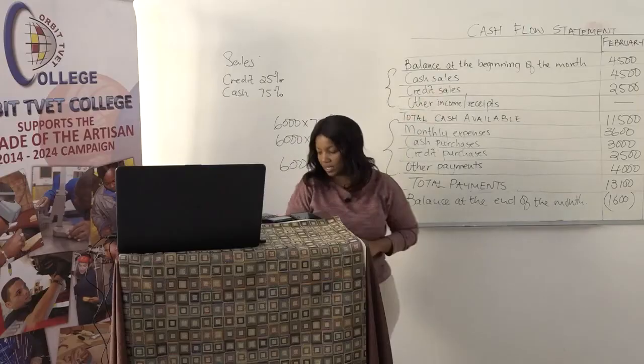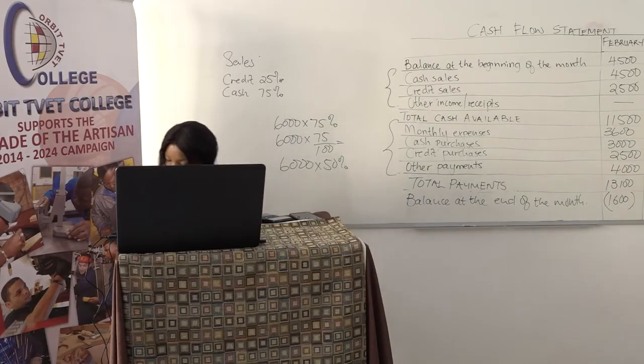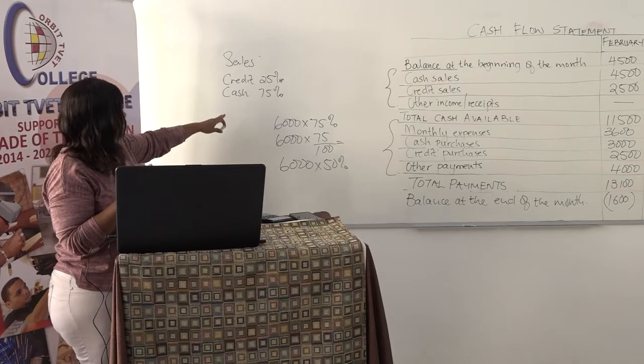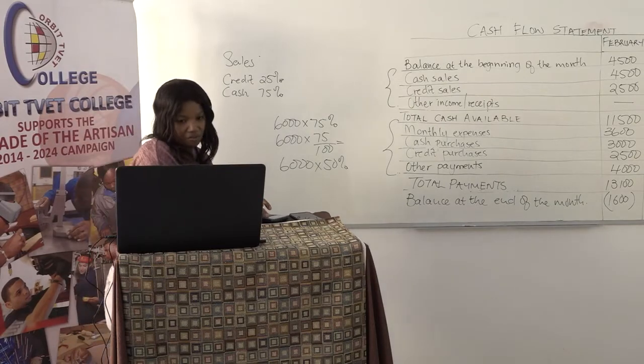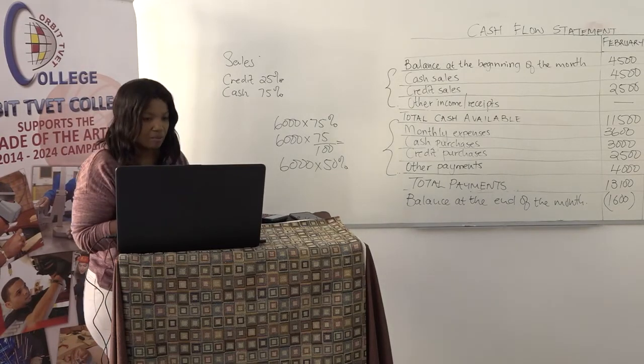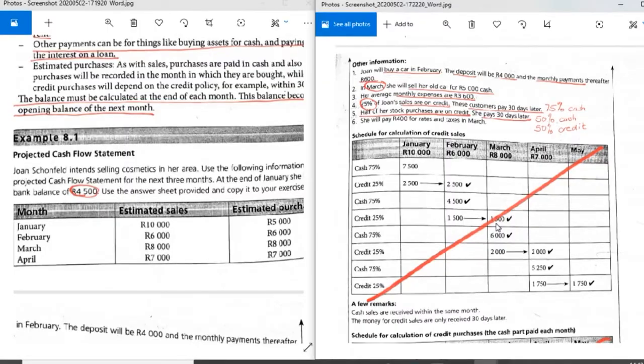We have to calculate the cash sales. Remember, 75% is on cash, credit is 25%. We go back to the table given. We check. We are dealing with April. Our estimated sales is 7,000 rand. So we are going to say 7,000 multiply by 75%. We get 5,250.